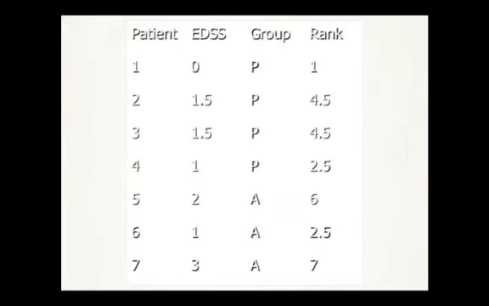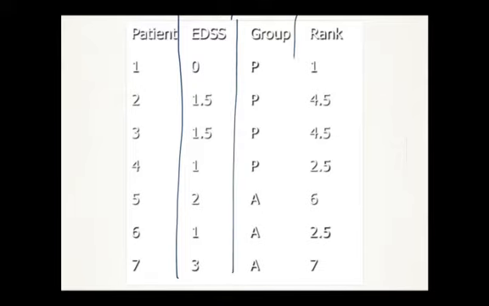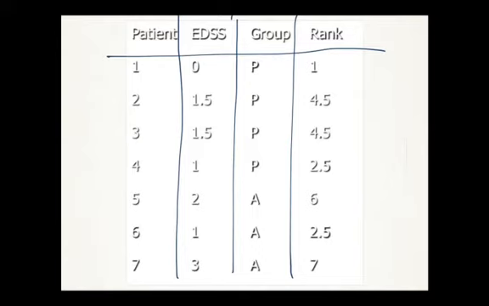Okay, so here's, you'll notice now that we no longer have pairs, but instead just patients. Looks like we have 7 patients. Here's the EDSS. This column gives their outcome. This column tells us whether it's an adult or a pediatric patient. And then the final number gives us the rank, okay?